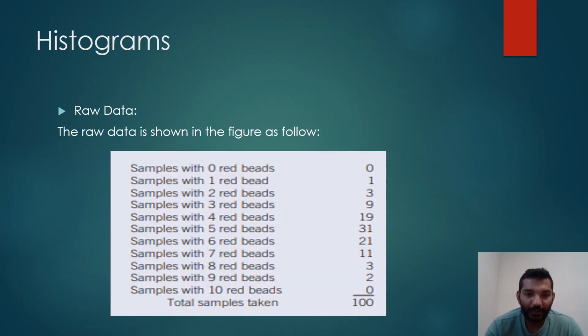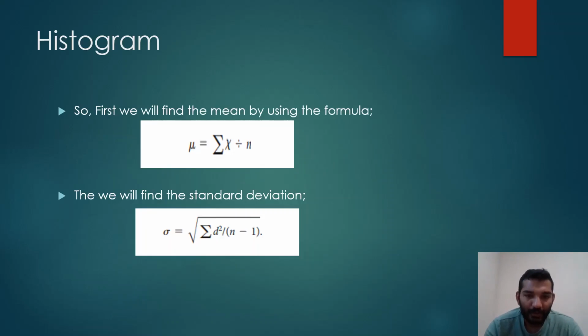We can see the raw data in here as red beds. We take an example of red beds and samples with one red bed, two red beds, and overall we have taken 100 samples. So we can take the mean from the data we have taken in the last slide. So mu is equal to sigma x divided by n, the quantity of the beds and the number of red beds, and we will find the standard deviation using the second formula, sigma.